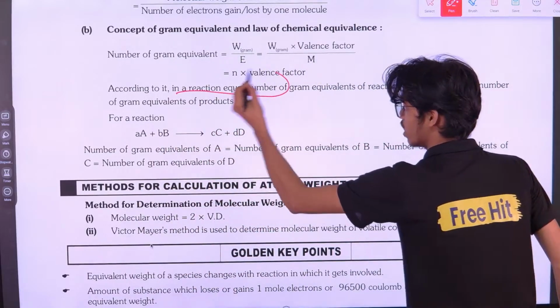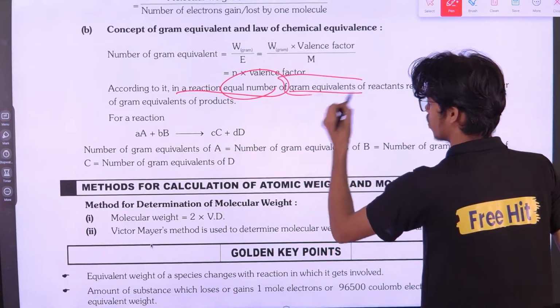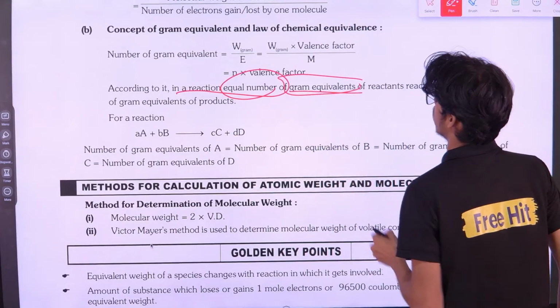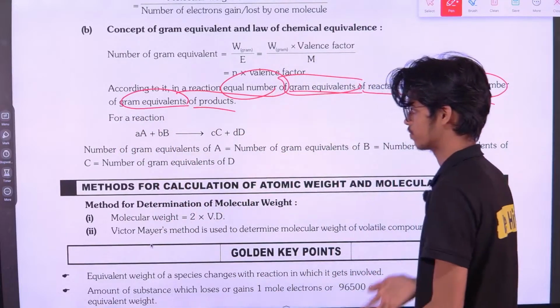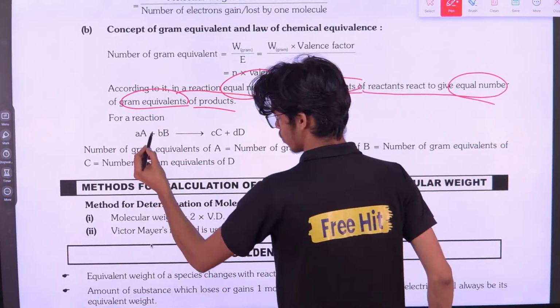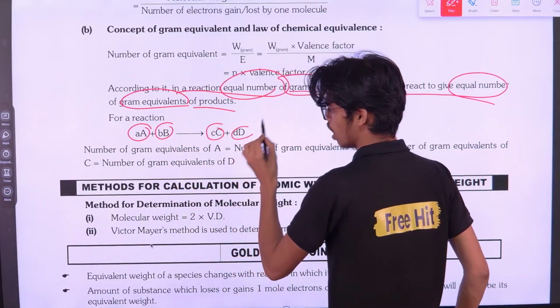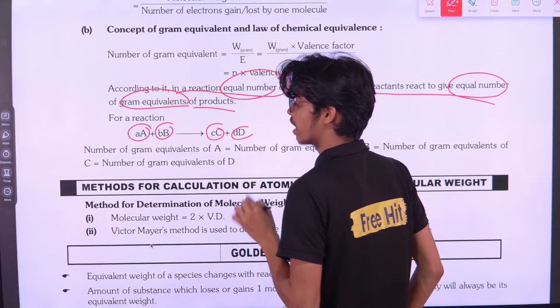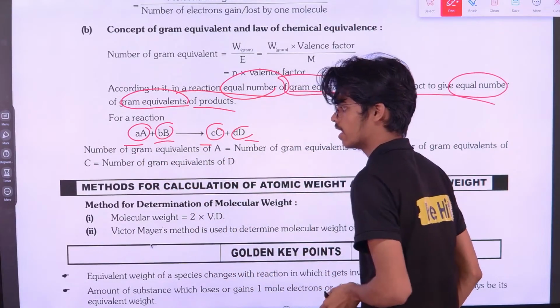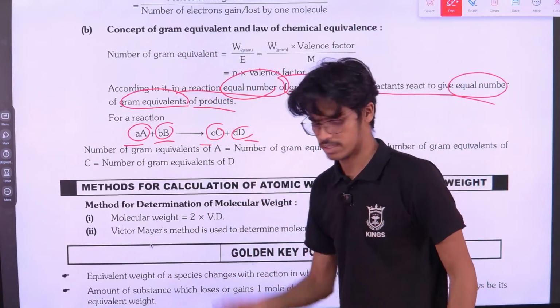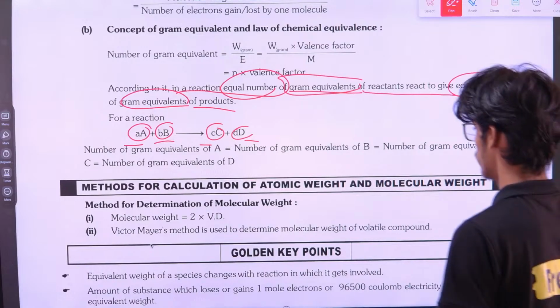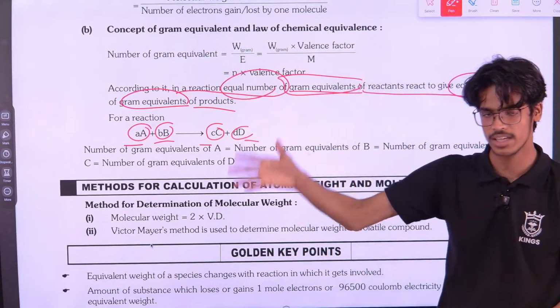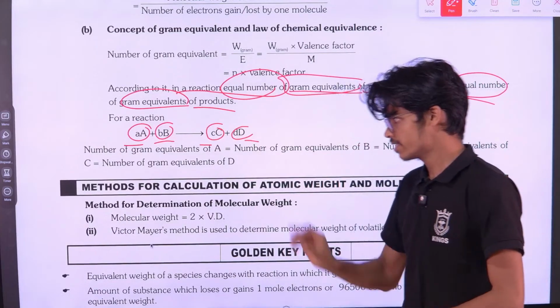In a reaction, equal number of gram equivalents of reactants react to give equal number of gram equivalents of products. Got it? So, number of gram equivalents of A, B, C and D all are going to be equal, but number of moles are going to be different. Understandable? That is the importance of gram equivalent. Are you able to understand this? Kanishka, Priya, Jyoti, are you able to understand this? Whoever is watching, tell me guys if you are able to understand what is gram equivalent, because this is just a tricky concept. Okay, this is the importance.